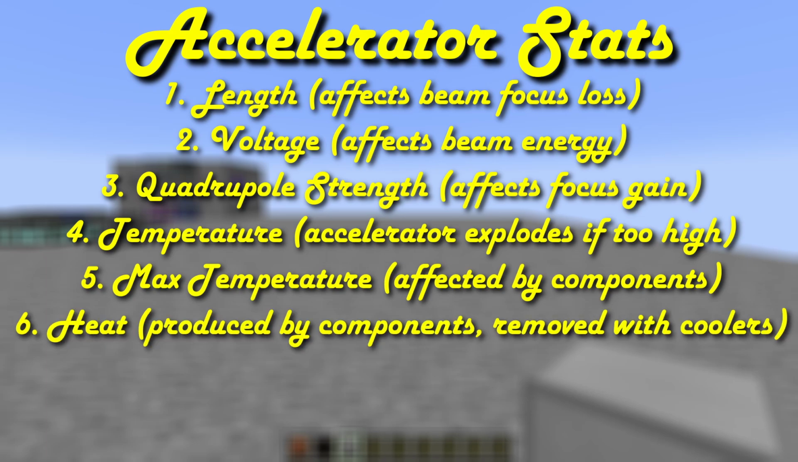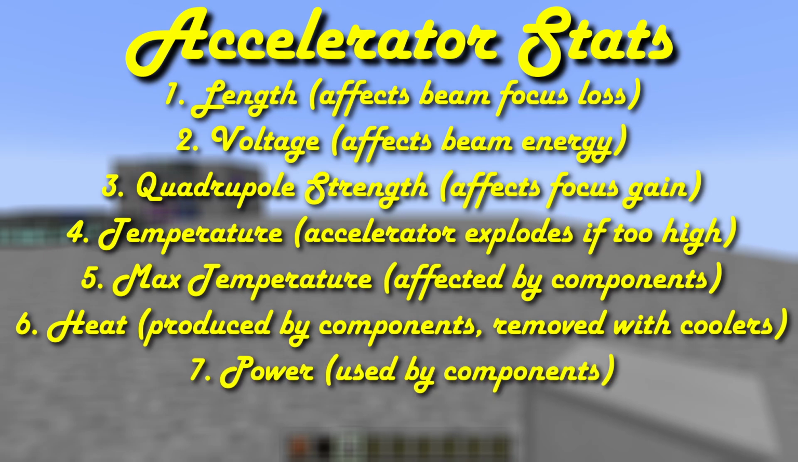6. Heat. This is the accelerator's heat level. It increases via the internal structures and also the environment, because generally your accelerator will run considerably colder than the environment around it. Heat level can be reduced with coolers and a liquid coolant. And 7. Power. This is the accelerator's power usage. It is increased by internal structures and the ion source.